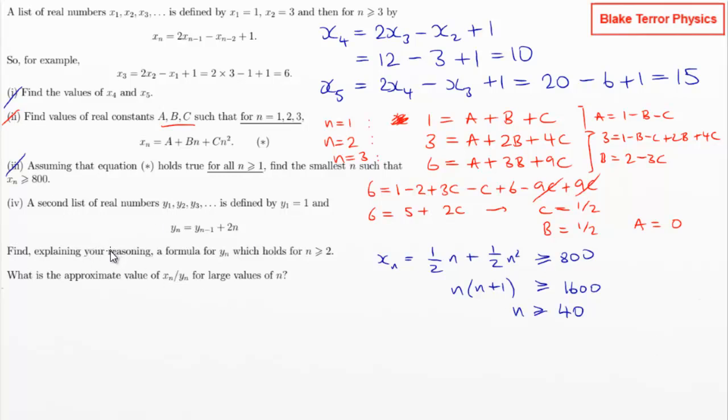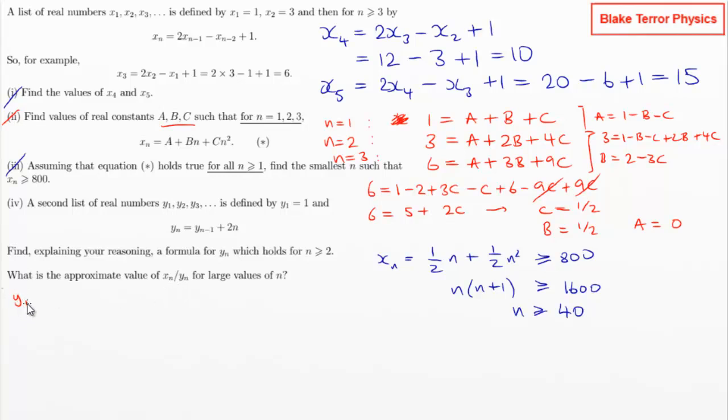Part 4, last part. A second list of real numbers y1, y2, y3 is defined by y1 equals 1 and yn is yn minus 1 plus 2n. Find, explaining your reasoning, a formula for yn which holds for n greater than or equal to 2. Right, so as usual with these, I like to get a flavour of what's happening in the sequence.